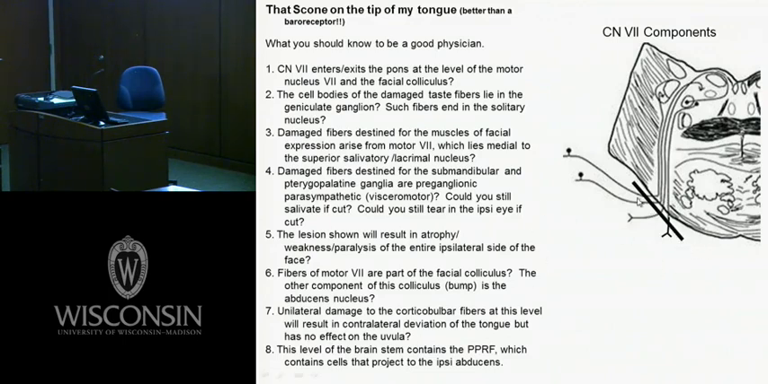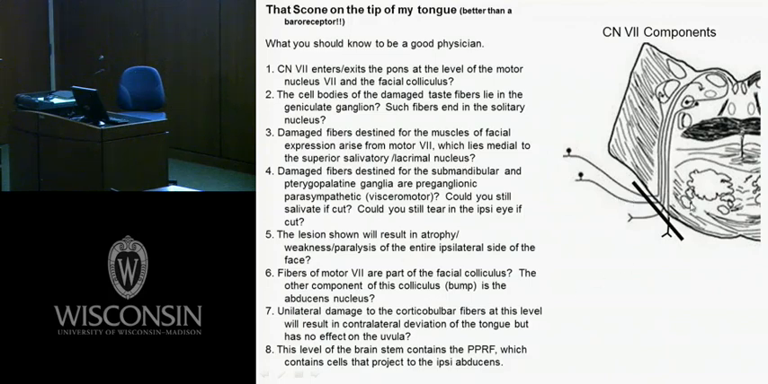So you can think about this. Wow, look at this. A lesion like this, well, you'd lose a little pain and temperature from the ear here. You'd lose taste from the anterior 2/3 of the tongue. What's this one? This one is hard to tell. This one's muscles of facial expression. And this one's preganglionic parasympathetic. So you can think of all the little good things that would happen with a lesion of cranial nerve 7.